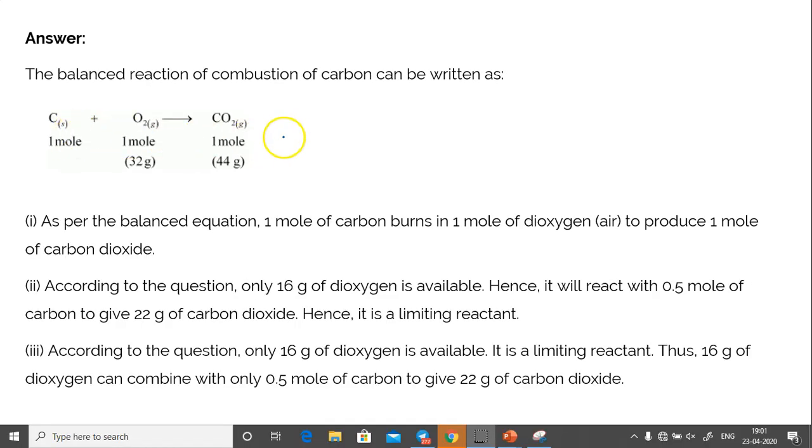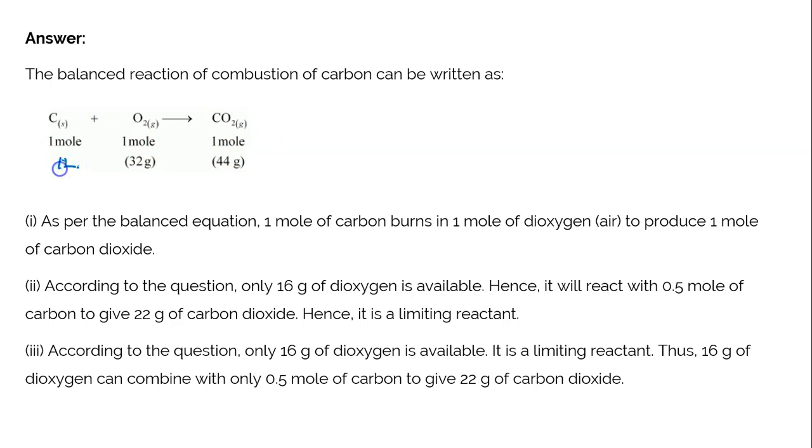But if you observe the balanced chemical equation, 1 mole is the molar ratio of reactants and products, and you can also convert it into grams, which means 12 grams of carbon is reacting with 32 grams of oxygen to give you 44 grams of carbon dioxide.